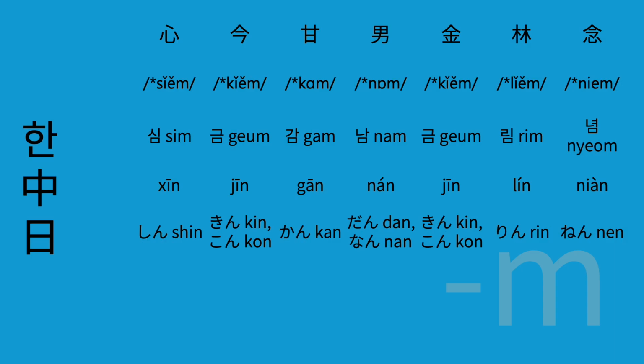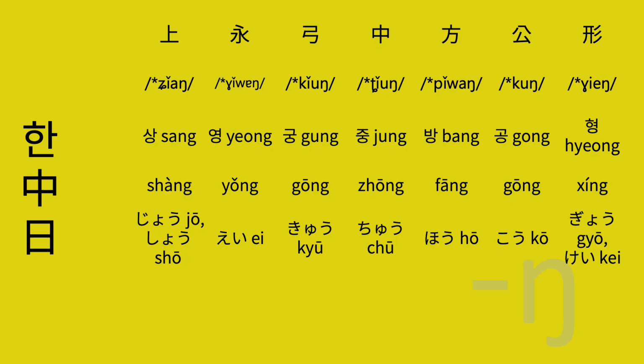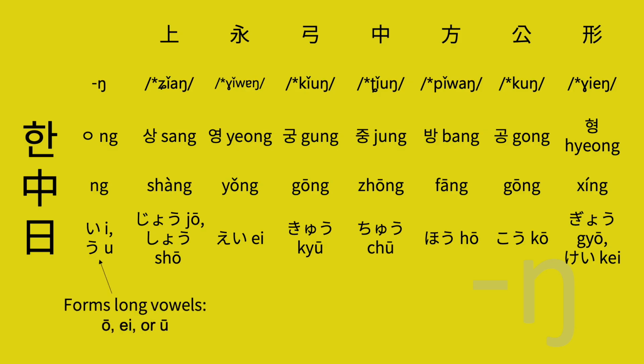The second group ends in m in Middle Chinese. This stays as m in Korean. However, it becomes n in Mandarin and n in Japanese. The third group ends in ng in Middle Chinese. This stays as ng in Korean and in Mandarin. However, it becomes I and U in Japanese. These 2 vowels are added to the end of existing vowels, forming the long vowels of O, E, and U.